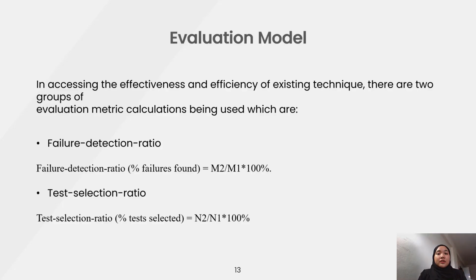Next, the evaluation will be based on two evaluation metrics, which are failure detection ratio and test selection ratio. Failure detection ratio is to detect how many failures will be found, and then test selection ratio will detect how many tests are selected.